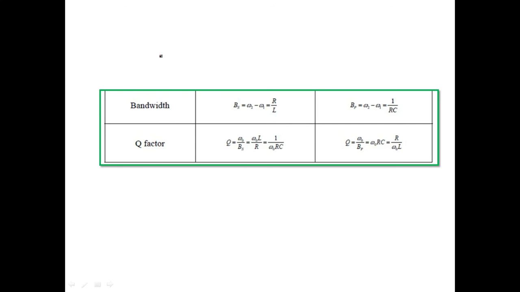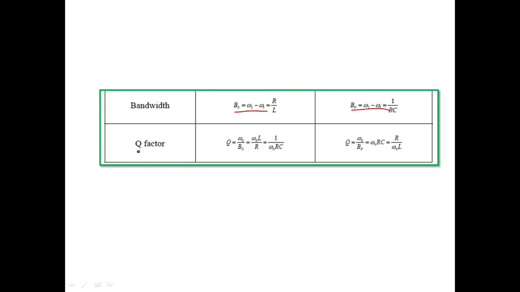Then next is the bandwidth. In case of series resonance, beta is equal to omega 2 minus omega 1, which is equal to R upon L. And in case of parallel resonance, the bandwidth is equal to omega 2 minus omega 1, which is equal to 1 upon RC.